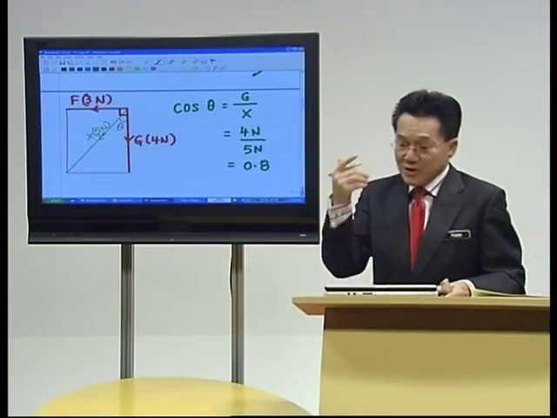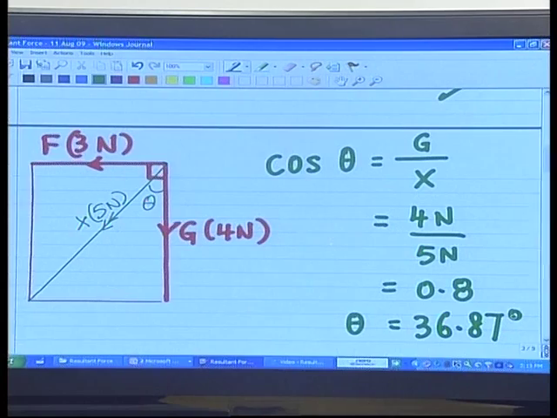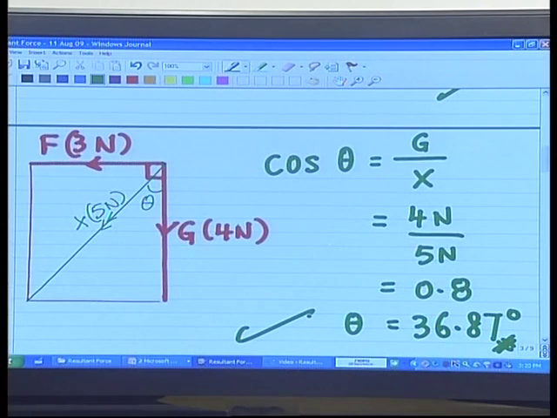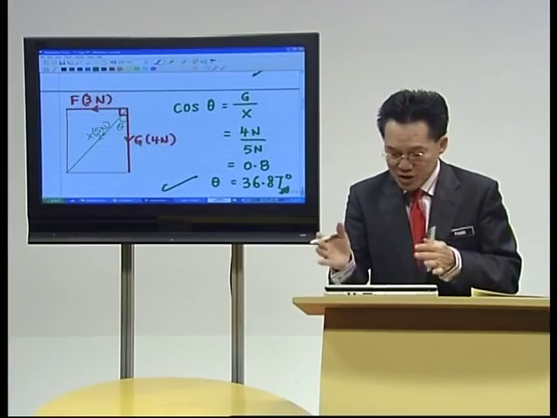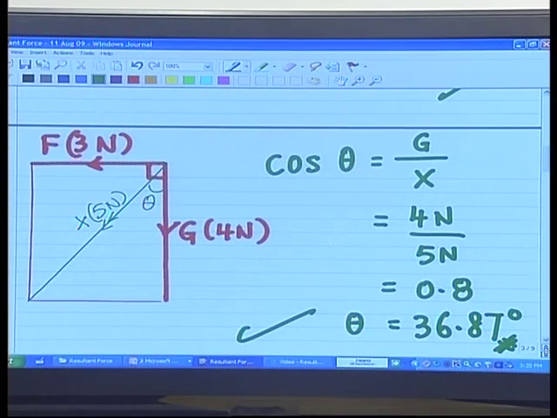So from your calculator, you can tell me the value of theta here. So what is the value of theta? You punch in your calculator, you should be able to get the answer, isn't it? So, see some of you nodding your heads. That is 36.87 degrees. So, I have got the complete answer now. The direction, 36.87 degrees to the force G. That is the direction of the resultant force. The magnitude of the resultant force X is 5 newtons. So I have actually answered the question.